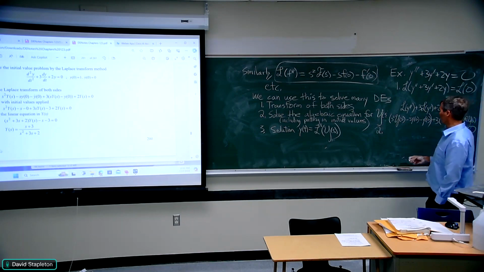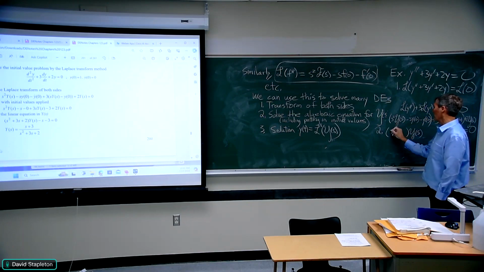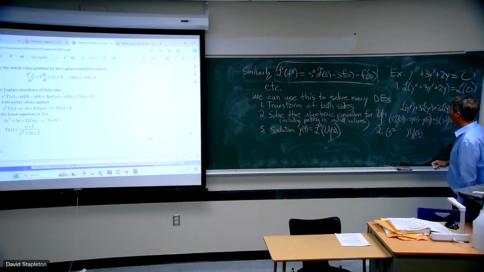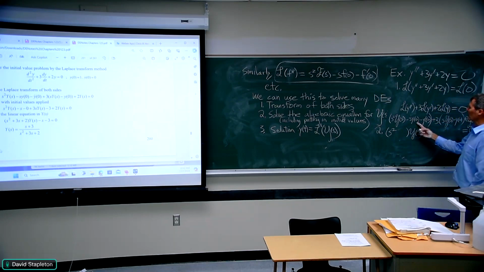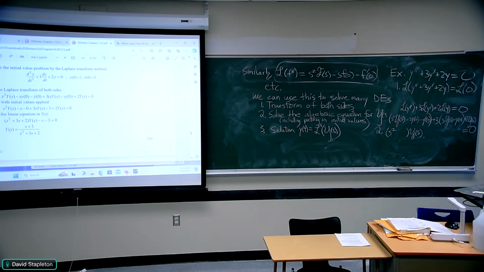So how do I do it? I just group all the y of s terms together, right? Something multiplies y of s. What is it? Well, s squared does. And I better put in what these initial conditions are. I forgot to put those in. This one was y of 0 equals 1, y prime of 0 equals 0.